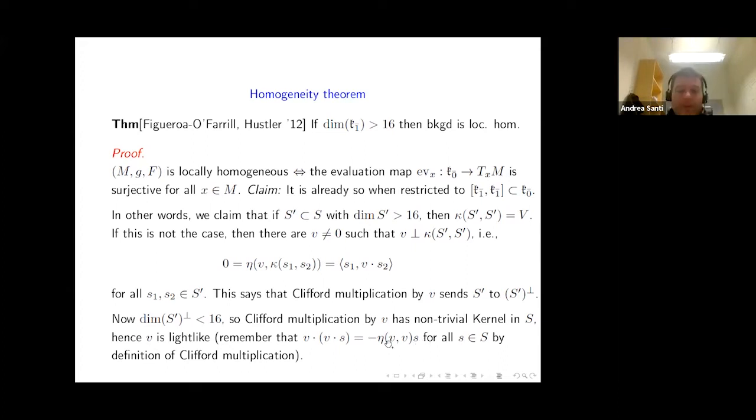So okay, whenever we have an element in V whose associated Clifford multiplication has a non-trivial kernel, then the element has to be light-like. Imagine S is your spinor, which is annihilated by V. So this left-hand side is zero, and you hit it again by V. By definition of the product in the Clifford algebra, this is minus the square norm of V multiplying S. So this tells you that V is light-like.